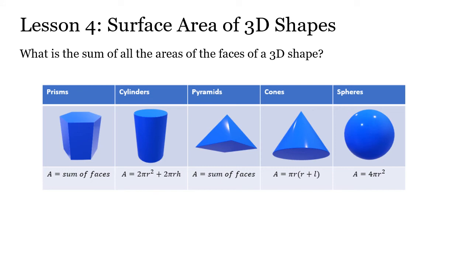Then we jumped into our discussion of surface area. And surface area is like perimeter, but for 3D shapes. We asked the question, what is the sum of all the areas of the faces of a 3D shape? Each one has its own kind of formula that we use to solve these questions. But remember, the main idea is that you're finding the area of all the faces and adding them up.